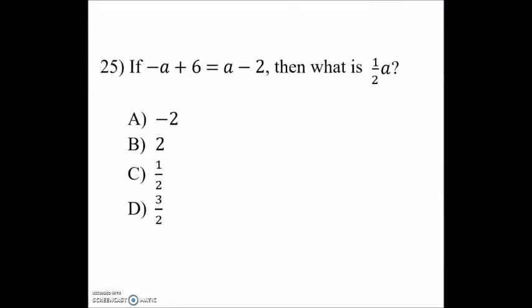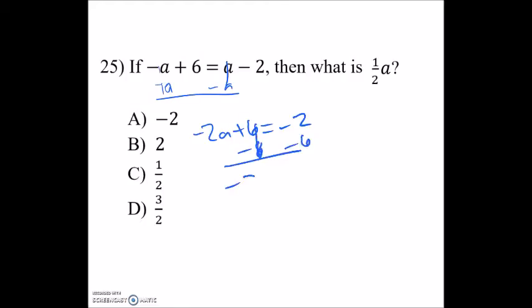So we're trying to solve. We move everything to one side. Minus a, so -1a becomes -2a plus 6 equals -2. Subtract 6, subtract 6. -2a equals -8. Divide by -2, divide by -2.